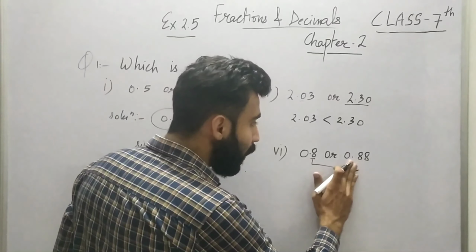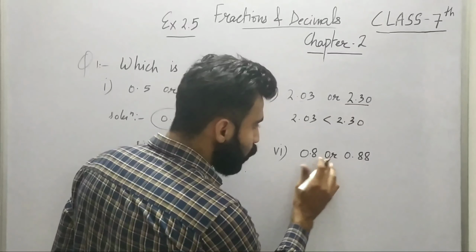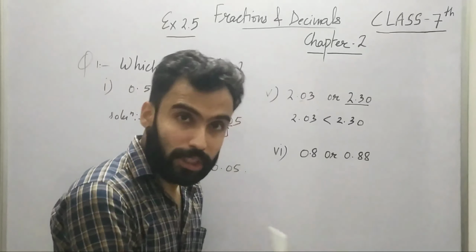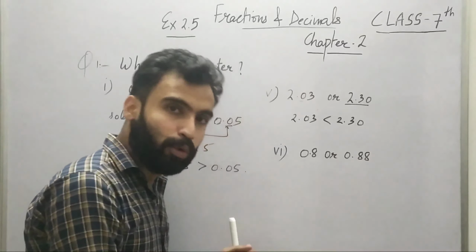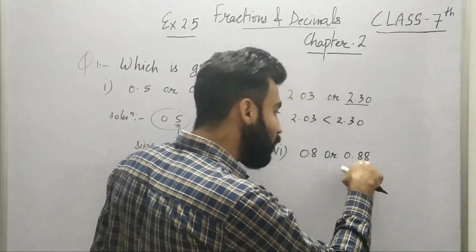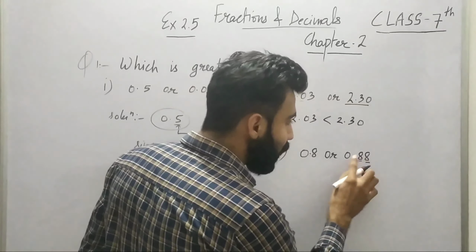So let me move to the next right hand side digit. So you will see after 8 there is no digit, right? So आप देखेंगे कि 8 के बाद कोई भी digit नहीं है. So यहाँ पे आपको क्या करना है? आपने देखना है कि दूसरी वाली डिजिट में क्या 2 डिजिट्स हैं डेसिमल के बाद.